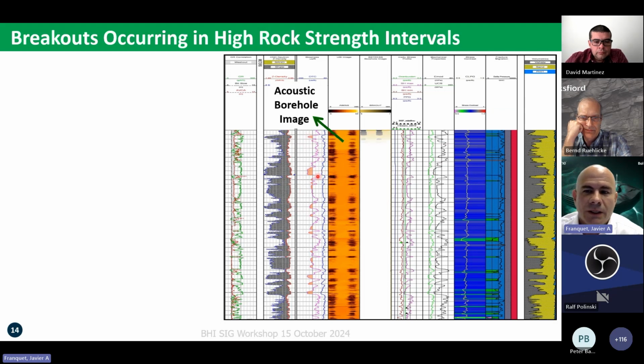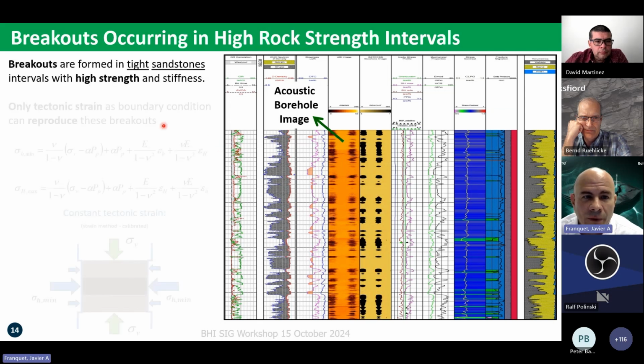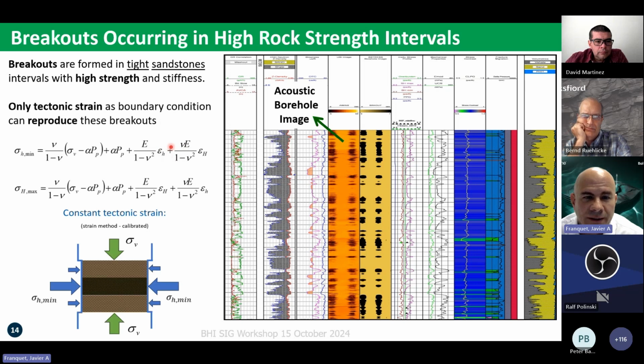So this is where we need to come up with a different boundary condition, and that's essentially what we did here. We add the tectonic strain into the stress profile. And by adding this term, essentially we're multiplying by the Young's modulus. So because the Young's modulus is higher here, the horizontal stresses and the horizontal anisotropy are fundamentally higher.